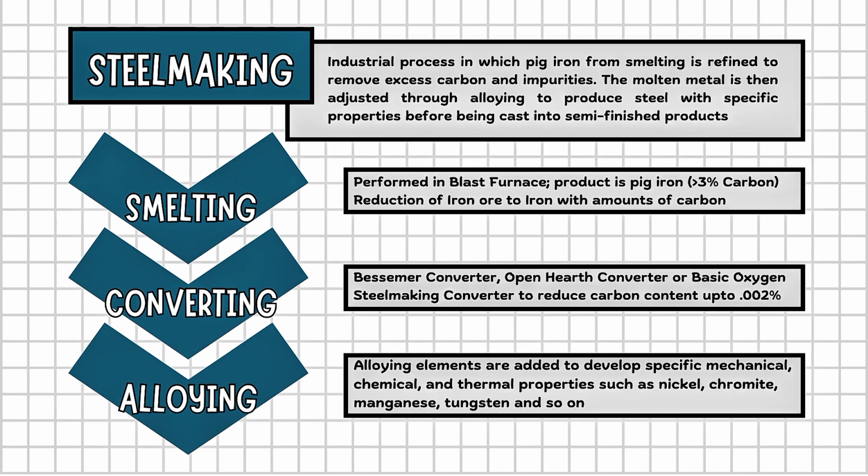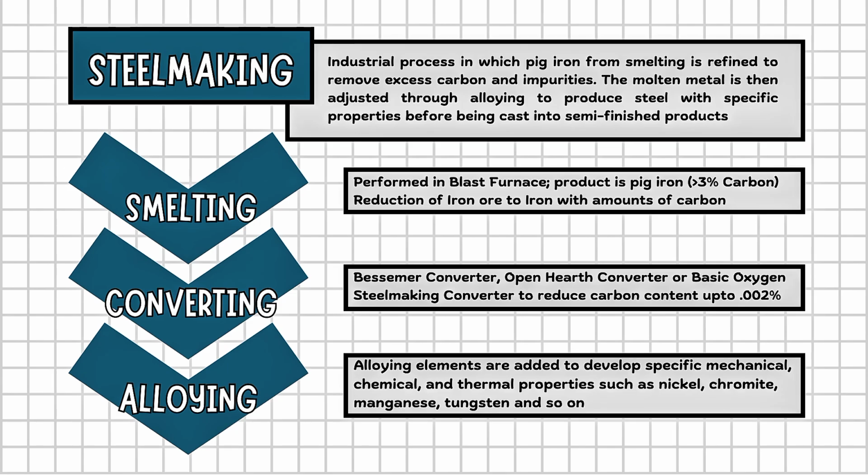So smelting in steelmaking is performed in a blast furnace. The product is pig iron with a carbon content above 3%. Reduction of iron ore to iron with amounts of carbon. As we all know, another term for smelting is carbothermic reduction, in which carbon in the form of coke or coal is fed into the blast furnace in order to reduce iron oxide into pure iron. So next, after we have the pig iron, we do converting.